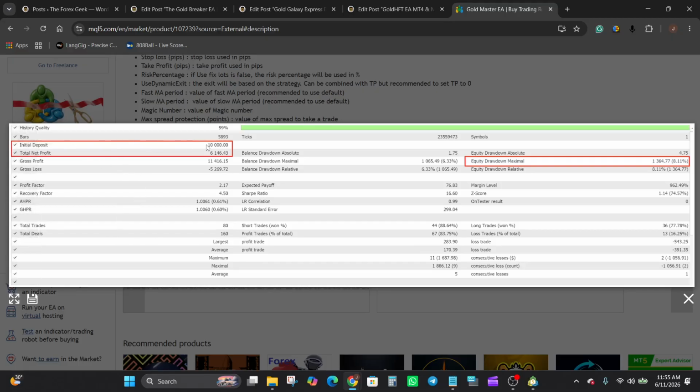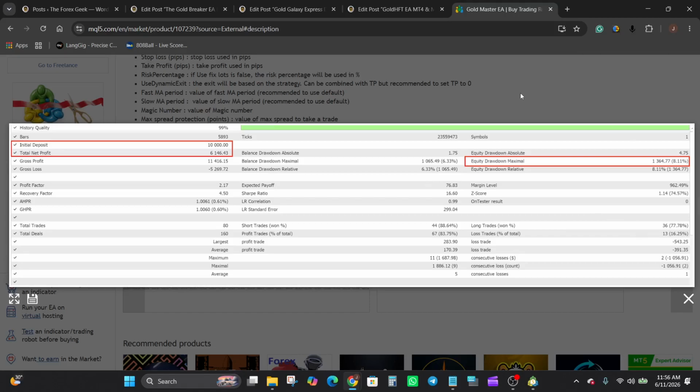Now, from an initial deposit of $10,000, the total net profit was 6,146.43. That was over 61%. And the total trades taken were 80. Out of those 80 trades, 67 were profitable, yielding an 83.75% profitability. The equity drawdown maximal was 8.11%. And then the balance drawdown maximal is just 6.33%.